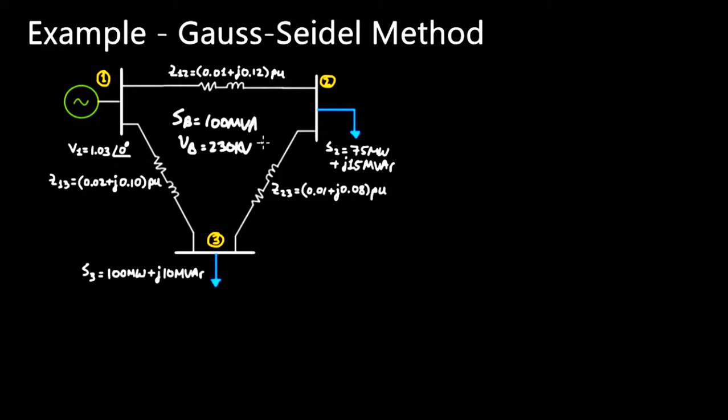And so the first thing that we need to do is we need to set up our problem. To do that, we need to convert first the impedances to admittances, because remember that in the Gauss-Seidel equations, everything is in terms of admittances. And then we also need to convert the powers over here, S2 and S3, to per unit. Again, because everything in our Gauss-Seidel equations is in per unit. And so that's the very first step that we need to do. So let's go ahead and do that.